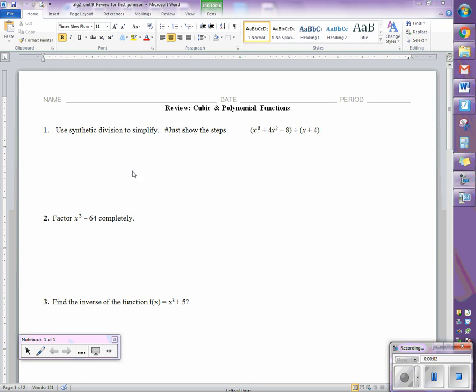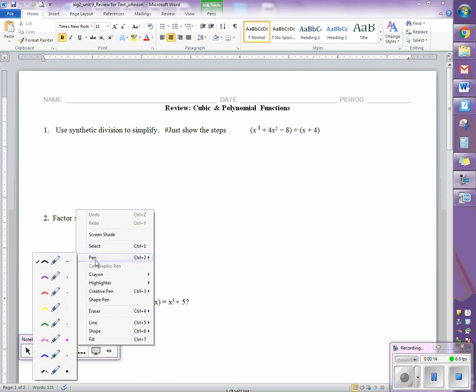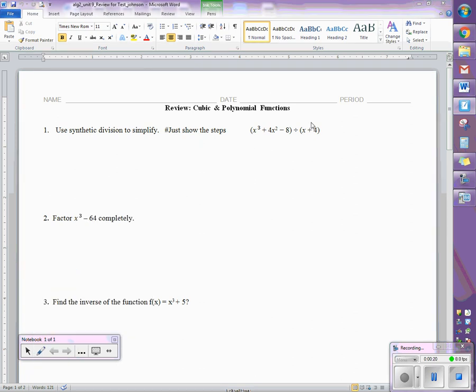Alright, we're going to review Unit 9, cubic and polynomial functions. The first question, use synthetic division to simplify. So, we look at the divisor. The divisor in this case is x plus 4. We're going to use that plus 4 and take it outside the parentheses, which makes it a negative 4.